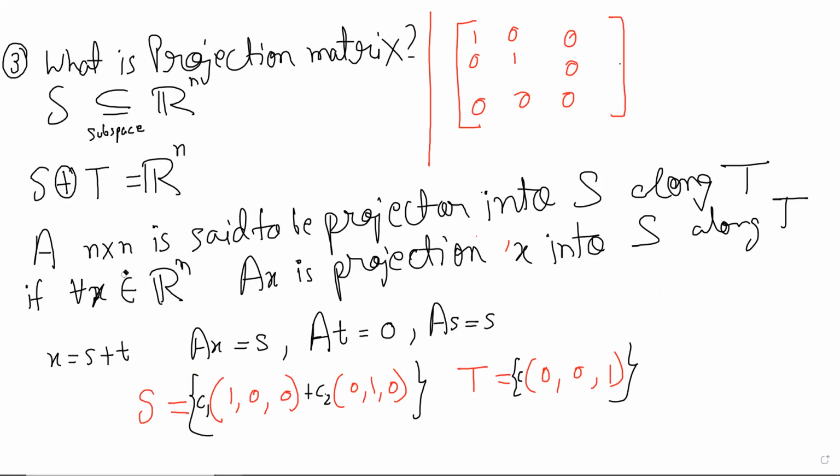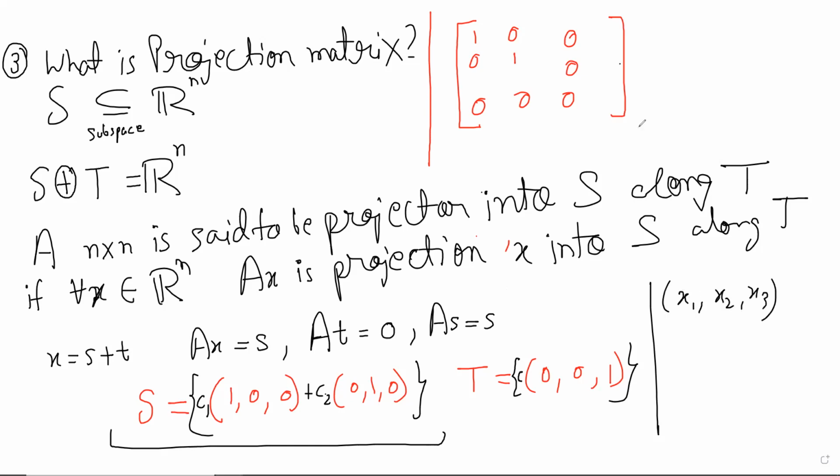But how is this a projection matrix? Because it's a projector of S along T, right? If you take this as your S, then it's a projector. Because if you take any vector x1, x2, x3 and put it here, it just projects x1 and x2. The output is x1, x2, 0. So it puts it in S, and if you take anything else in S, it just fixes it. That's how I thought and made the example.